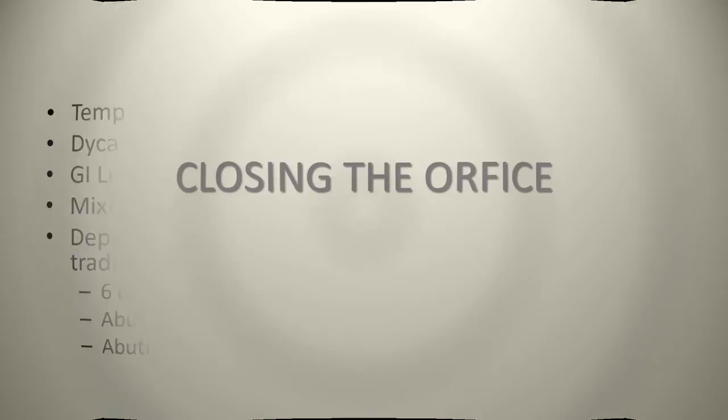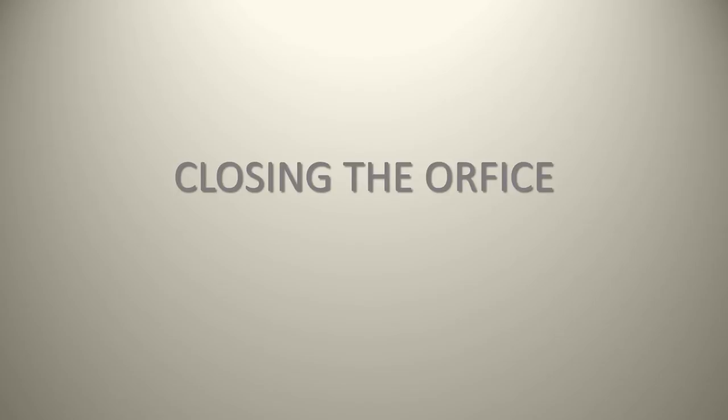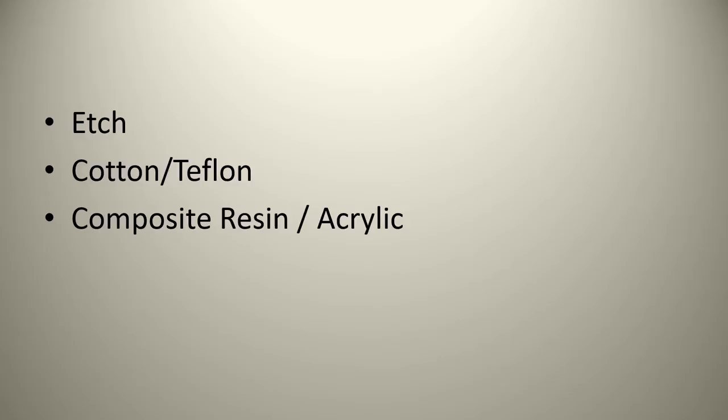So, closing the orifice. The question with a screw retained crown becomes, what are you supposed to do with this actual orifice? How do you get rid of that black orifice? And how do you ensure that there's going to be no leakage there? What I advocate in most of these cases is to etch the area using the standard phosphoric acid etch that we use for our composite resin techniques.